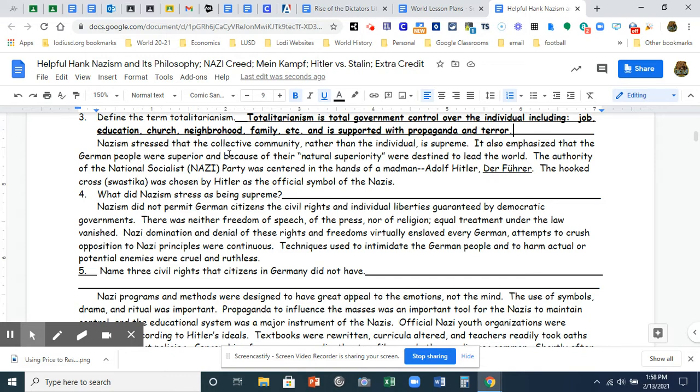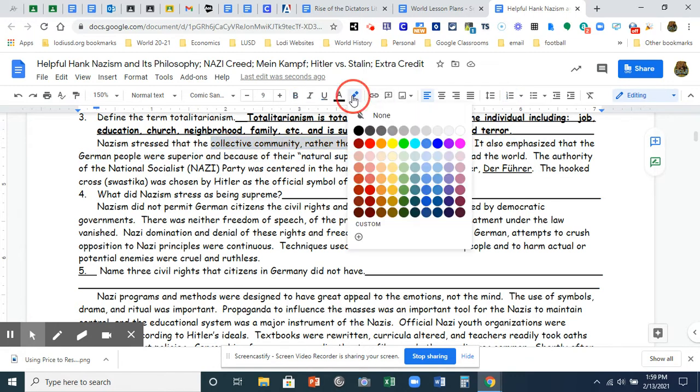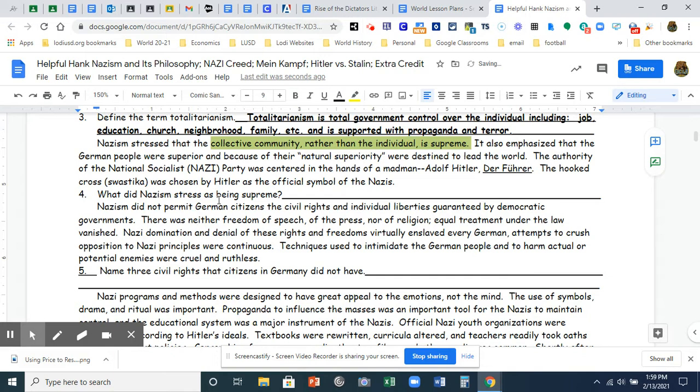Continuing reading. Nazism stressed that the collective community rather than the individual is supreme. It also emphasized that the German people were superior because of their natural superiority, were destined to lead the world. The authority of the National Socialist Party centered in the hands of a madman, Adolf Hitler, their Führer. The hooked cross was chosen by Hitler as the symbol of the Nazis, and it's the swastika. Okay, this is the answer. So right in there: Nazism stressed the collective community rather than the individual is supreme. Then move on.